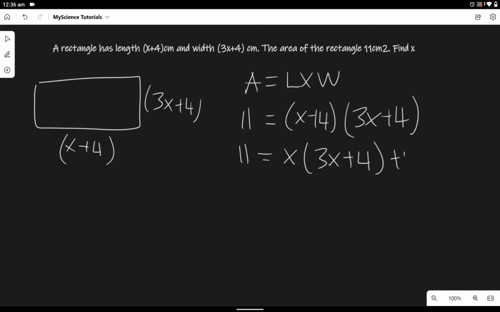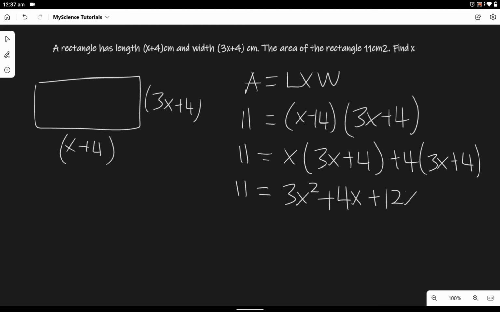Then we have plus 4 multiplied by 3x plus 4 again. So it means we have 11 is equal to x multiplied by 3x, which is going to give me 3x squared, plus x multiplied by 4 will give me 4x, plus 4 multiplied by 3x will give me 12x, plus 4 multiplied by 4 giving me a value of 16.